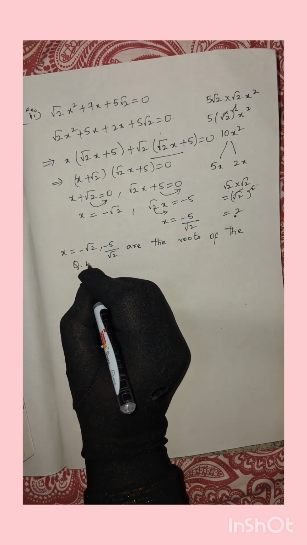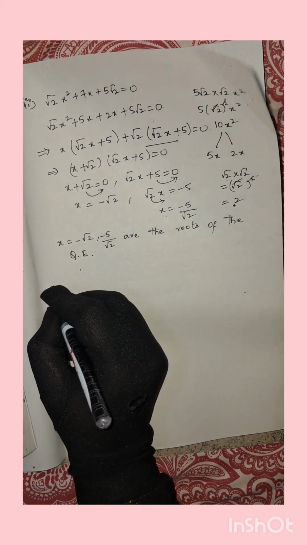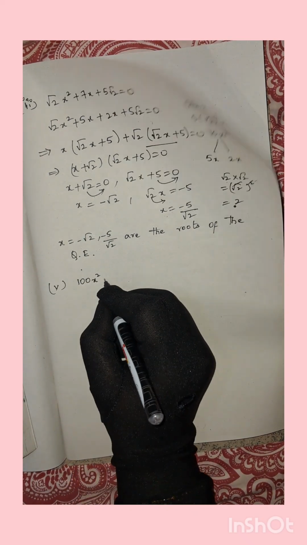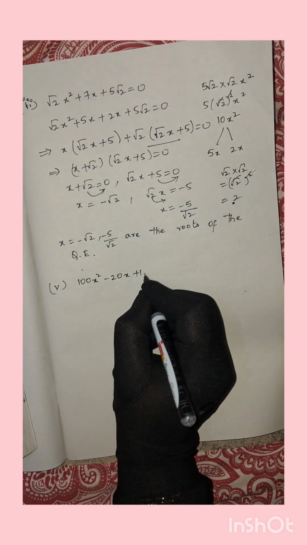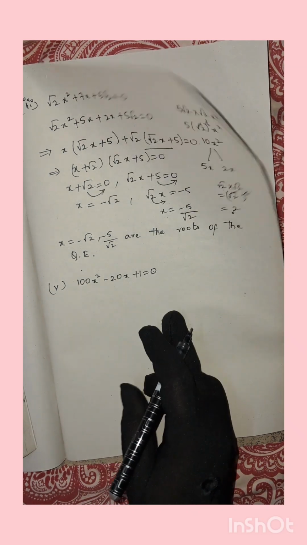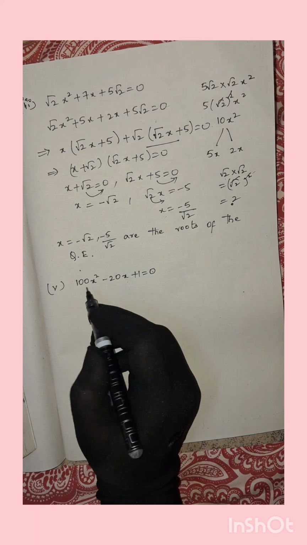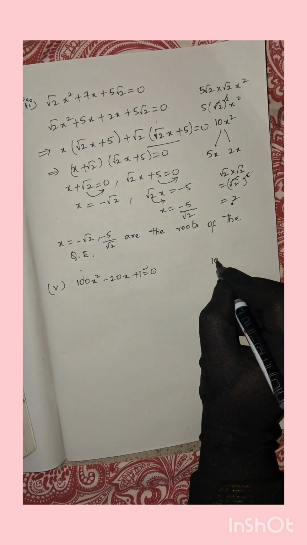Okay, let us do one more question. Question number 5: 10x square minus 20x plus 1 is equal to 0. Here also we'll follow the same thing. If you add or subtract, you should get minus 20x, but when you multiply, you should get 10x square.